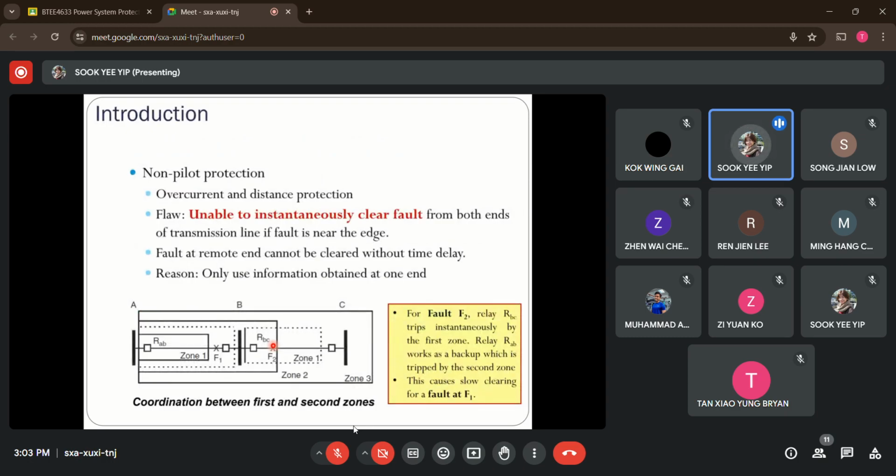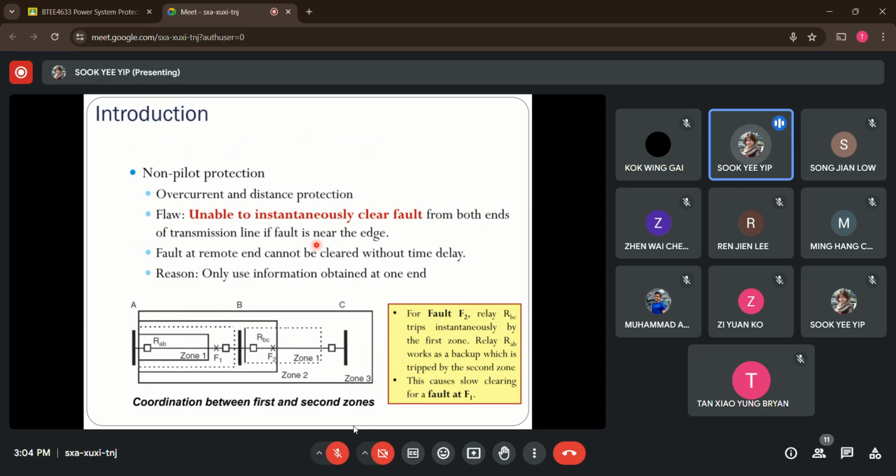So for whatever scheme we have learned so far, for example, overcurrent protection in chapter 4 or distance protection we learned in the previous chapters, that all belongs to non-pilot protection schemes. So there are some limitations for such kinds of schemes whereby it's unable to clear the fault at the instant whenever it occurs, especially for those faults that occur at each end of the transmission line.